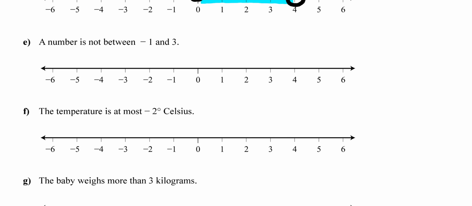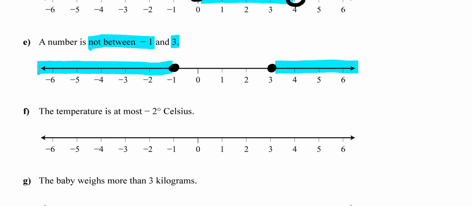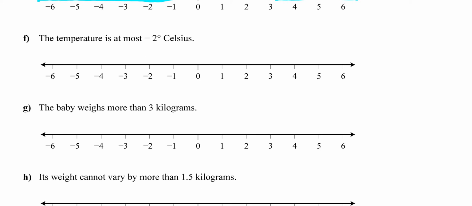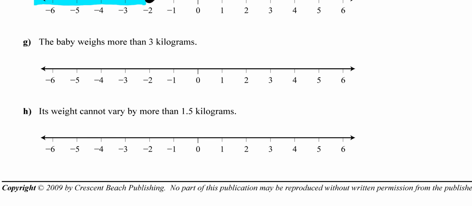For letter E, a number is not between -1 and 3. Not between, but we can definitely be -1 and 3. Since we're not between those two numbers, we've got to shade away from that region. So that right there would be an acceptable answer for letter E. For letter F, the temperature is at most -2 degrees Celsius. Is at most, so I guess we can be -2 degrees Celsius, and the temperature will be to the left-hand side of -2. Okay, letter G, the body weighs more than 3 kilograms, right? So we can't be 3, but we can be more than that. So that's just shading to the right-hand side.